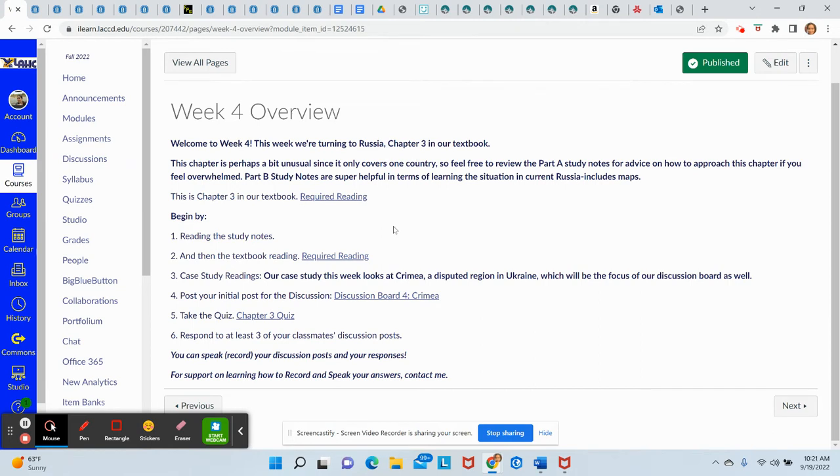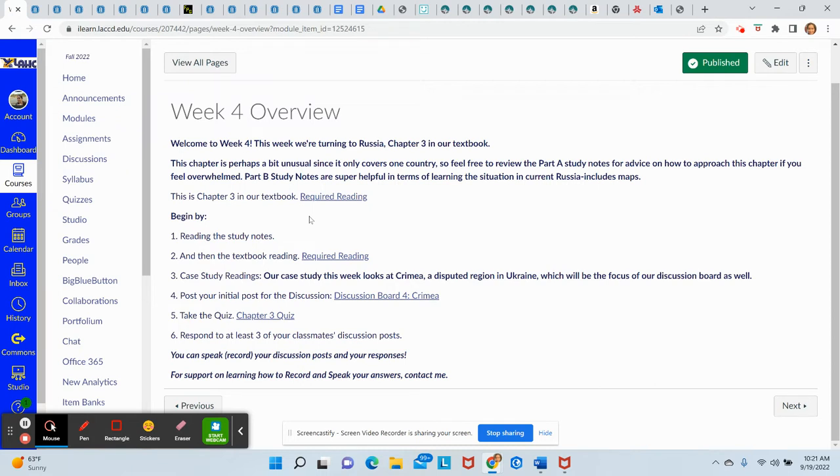Now, usually in world geography, we don't pinpoint a specific country. But this chapter is a little bit unusual since we only cover one country. So, in that sense, feel free to review part A, and Part B study notes are going to be very helpful in learning about the situation in current Russia. There's just a lot going on in this part of the world. It also includes maps, which is really important. So, as always, our textbook is an amazing resource and it's going to really be the roots and the foundation to what we're doing, especially when it comes to Russia.